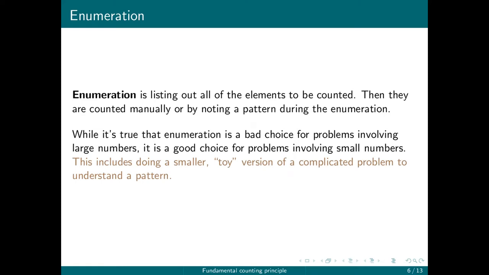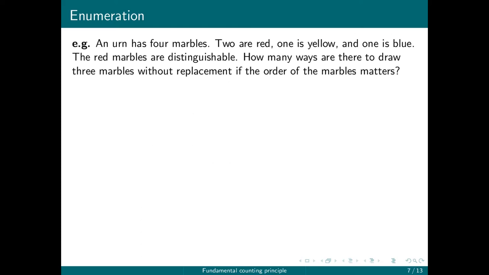So that's what I mean by this last sentence here. If I ask you, for example, to count the number of 63 element subsets of the set of integers between 1 and 100, you wouldn't enumerate that, but what you could do is look at the set of integers from 1 to 7 and count the 5 element subsets. That's a much smaller number, and it might give you a peek into what the pattern is in the larger case. So here's an example of enumeration.